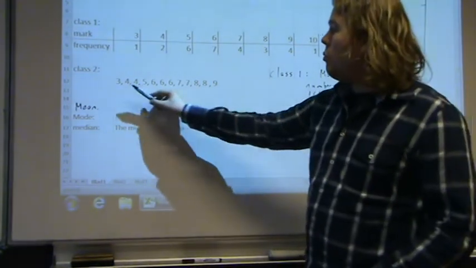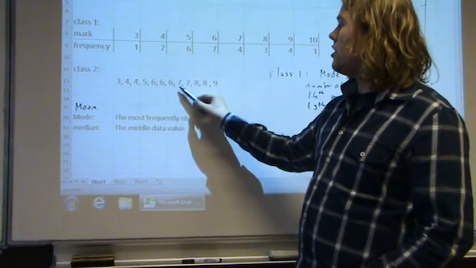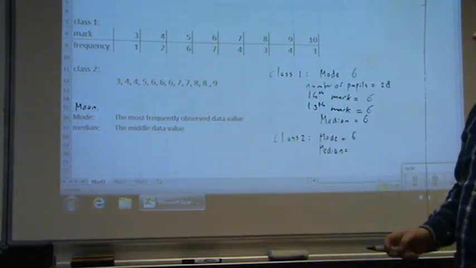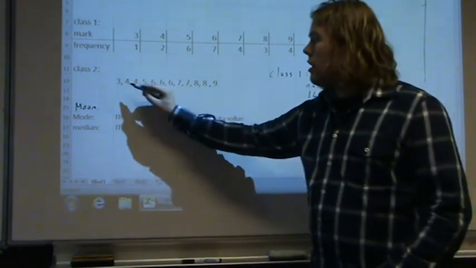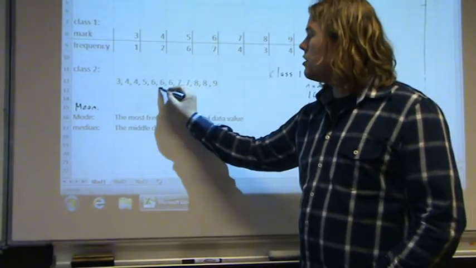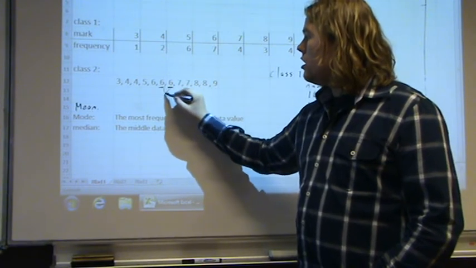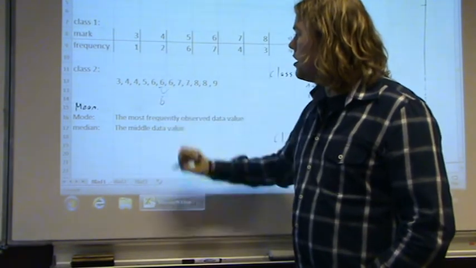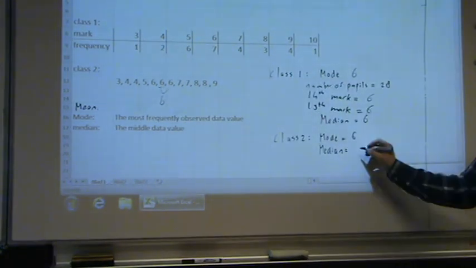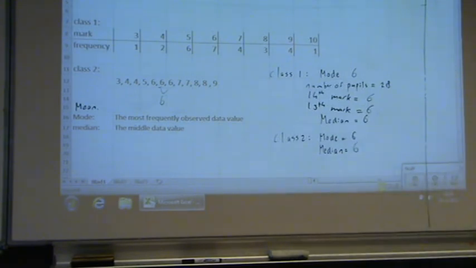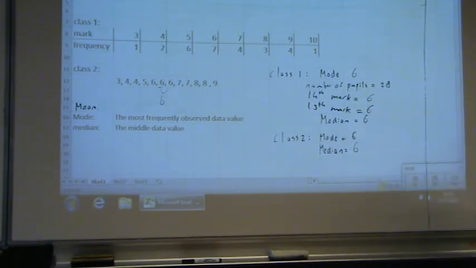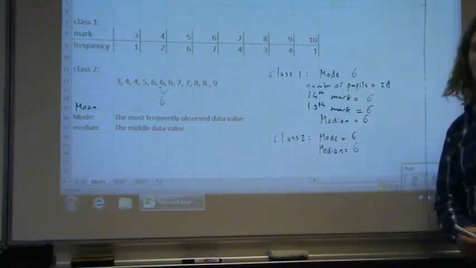Let me see, we have 1, 2, 3, 4, 5, 6, 7, 8, 9, 10, 11, 12. We have 12 numbers, so we're going to look at the 6th and the 7th number. So we have 1, 2, 3, 4, 5, 6, which is this one, and the 7, which is this one. So the mean of those is a 6. So the median is a 6. We have a lot of 6s. Could be other numbers, but they're all 6s now. So the mode is a 6 and the median is a 6. Alright, well thank you very much.